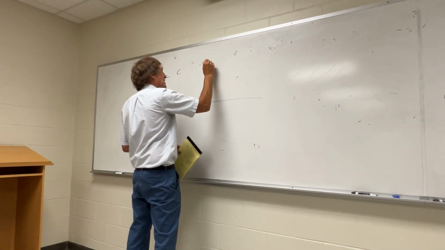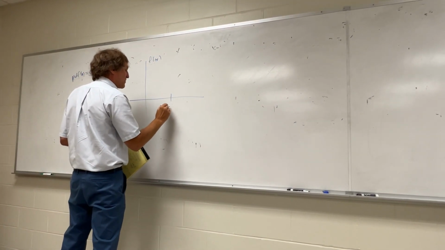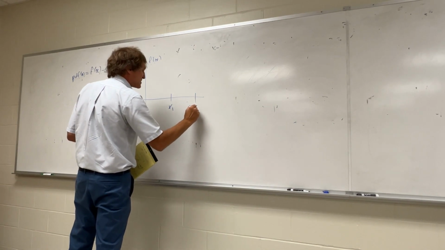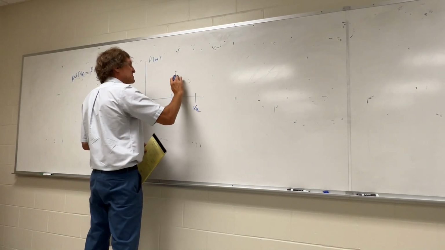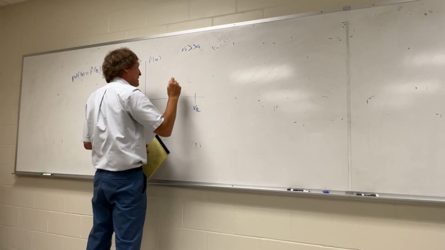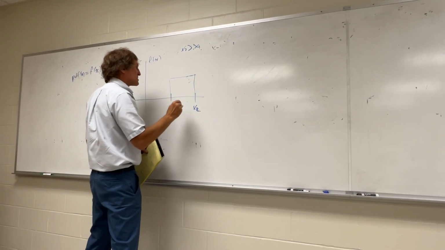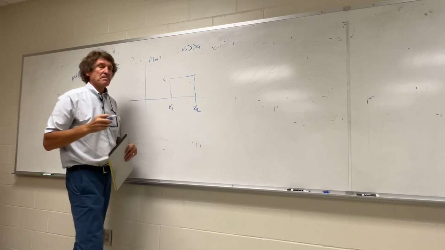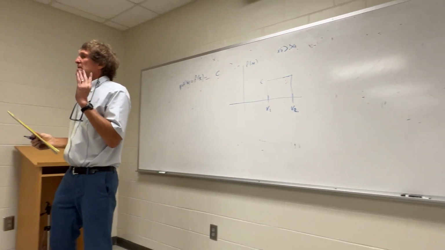This is going to be my f of x, and it's going to go from some x1 to some x2. And this is in that book. And then here we're assuming x2 greater than x1. So this is what it looks like. It's just a constant. This is the value c, right? Now that's a probability density function.